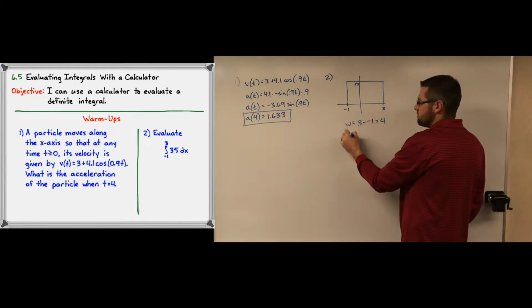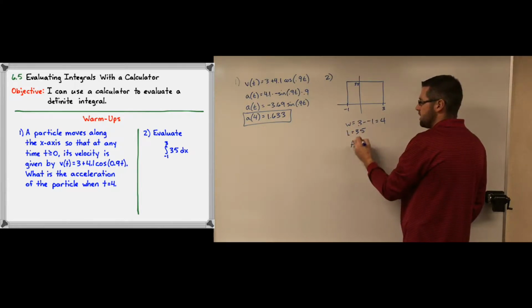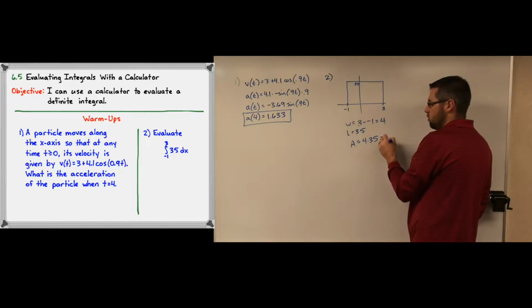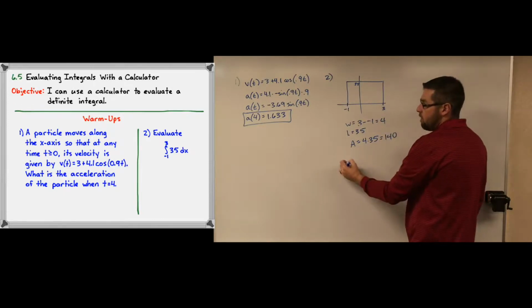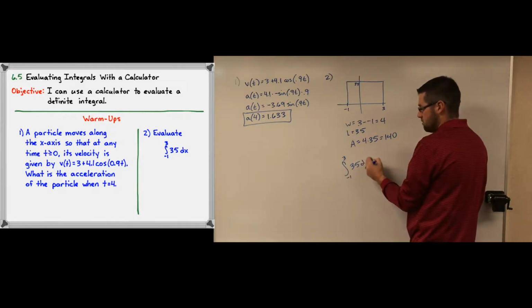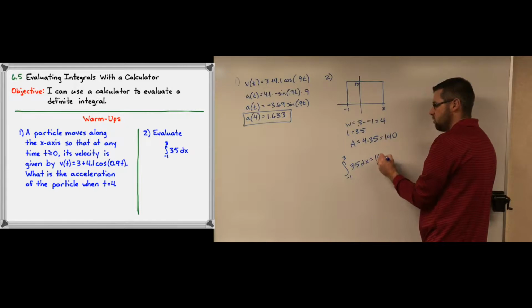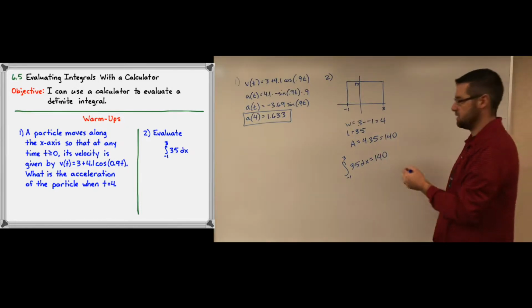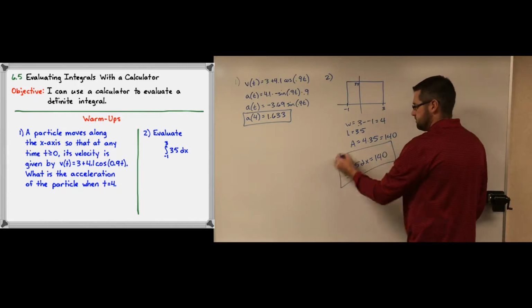And then what's the height? So we can say the length is 35. So the area is length times width, so 4 times 35, which is 140. So now we look at the signs of the integral. Is it going to be a positive or a negative value? Positive, because this whole thing is what? Above the x-axis. Okay, so that's that.